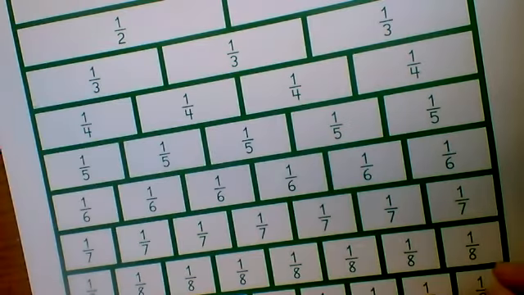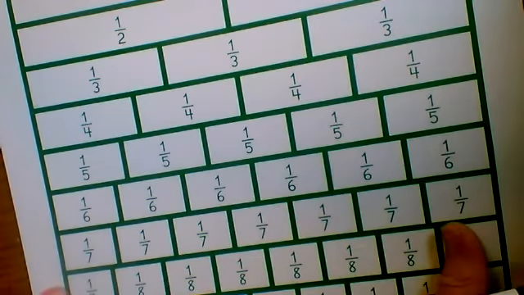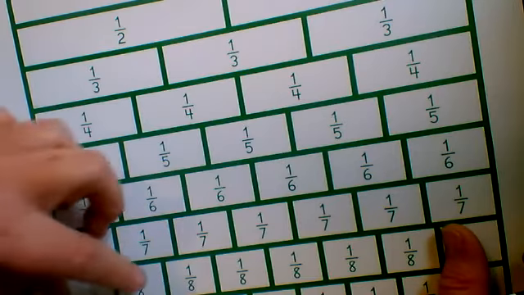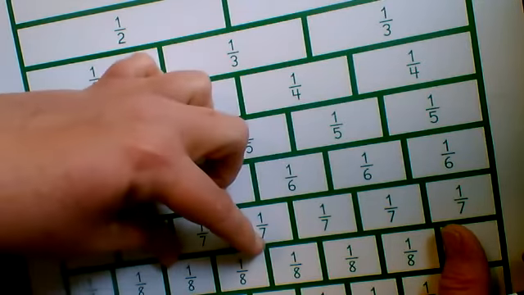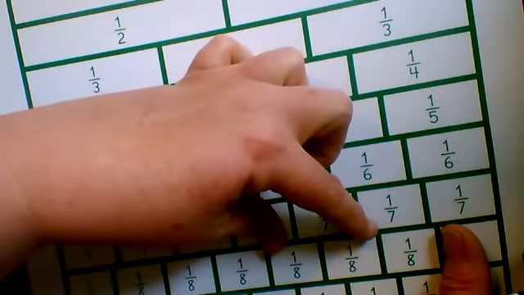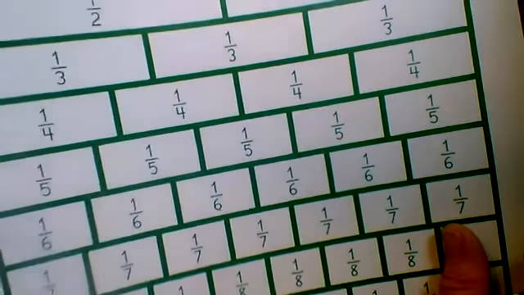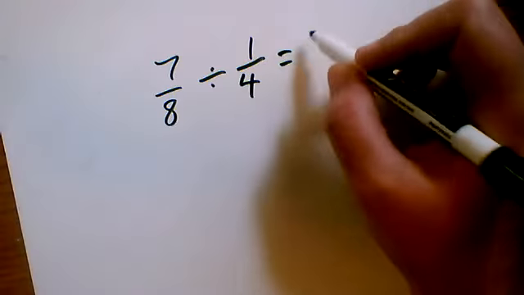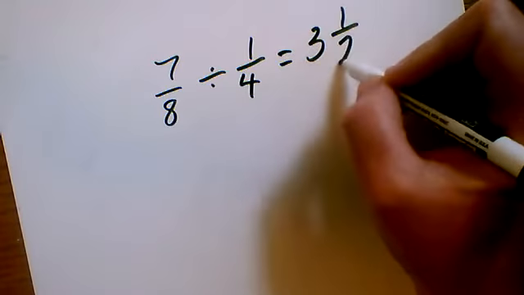So here we have 7/8, all but one, right? How many 2/8 are in there? There's 1, 2, 3 1/2. So my answer is 3 1/2.